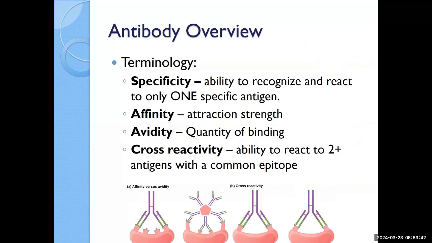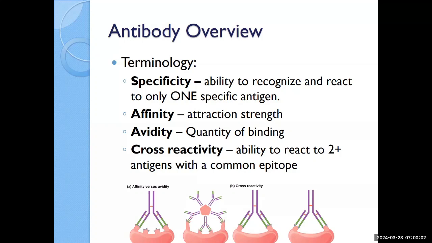Each antibody, though, is specific. It's able to recognize and react to only one antigen. Their variable regions, the tips of the Y, alter in shape, size, structure, and charge, and so that is unique to them, and in theory, unique to a pathogen.